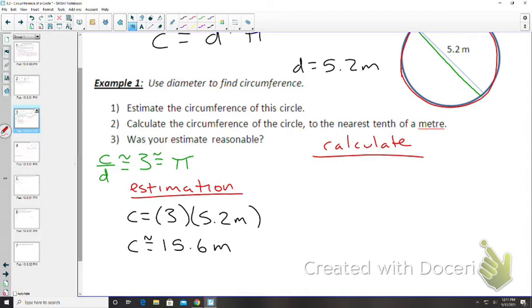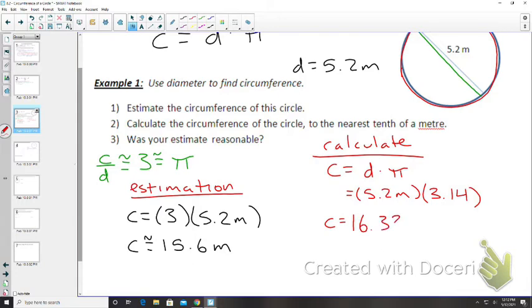Okay, so circumference is equal to diameter multiplied by pi. Our diameter is 5.2 meters, and when we multiply by pi, you can just use 3.14 in your calculator. You don't need to enter the pi button. You can just enter 3.14 instead. So if we multiply 5.2 by pi, this will give us 16.328 meters as our circumference.